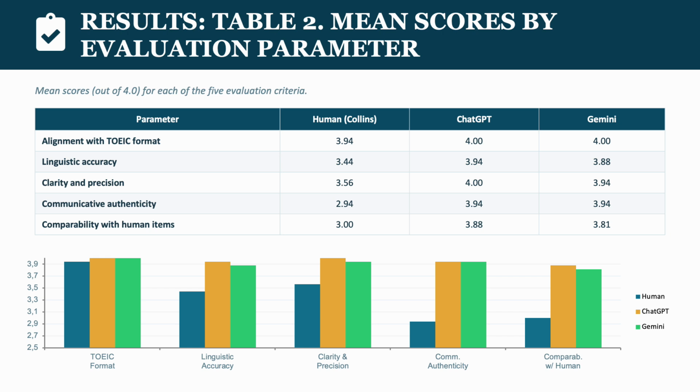When we break this down by evaluation parameter, the picture becomes even more interesting. The AI models scored higher across all 5 categories. But the biggest gap was in communicative authenticity, where the human items scored notably lower. This is particularly striking because you might expect published materials to excel precisely in this area.